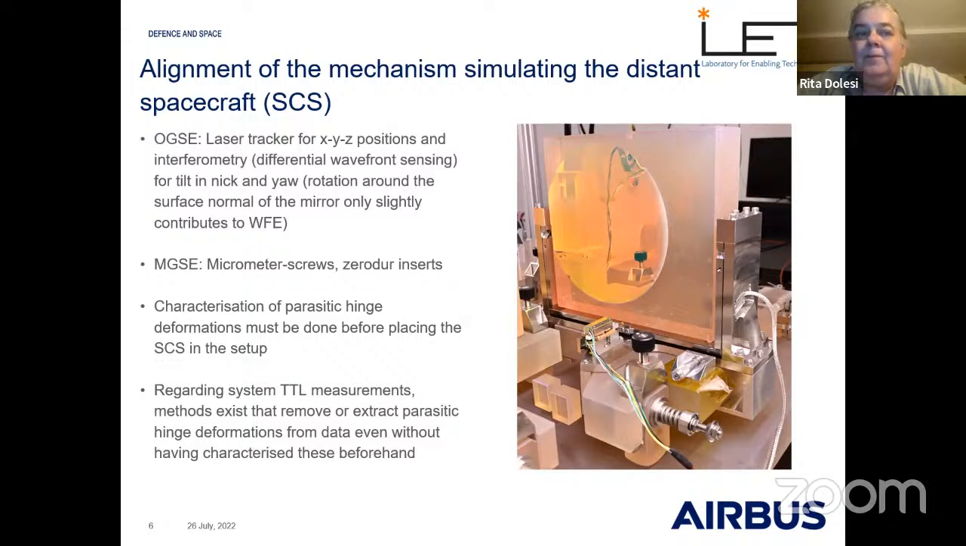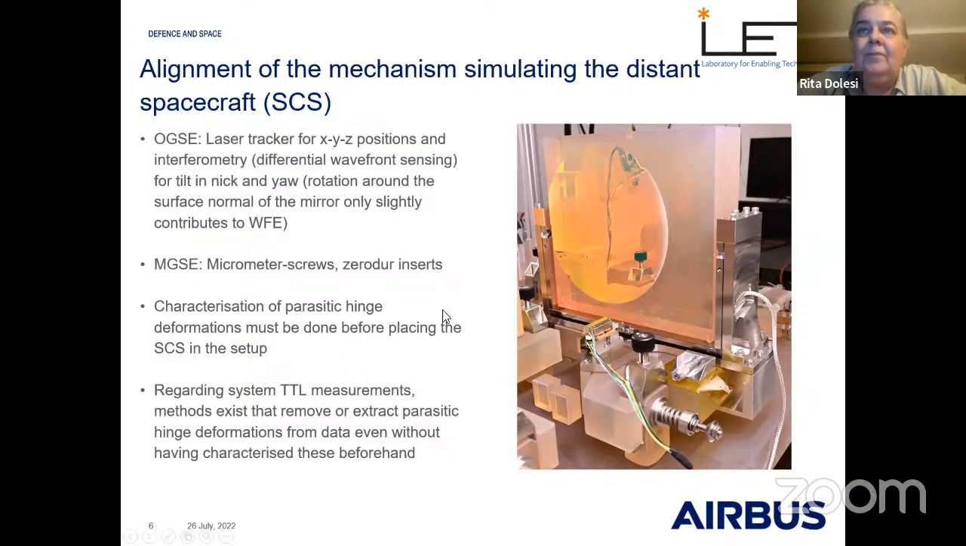And for alignment, as mechanical ground support equipment, we used micrometer screws, and we also used a small rubber hammer to knock against the Zerodur component, so that it basically slides into place using stick-slip, and that can also be used to align the setup. So you knock it around until it's there with micrometer precision where you want it to be.